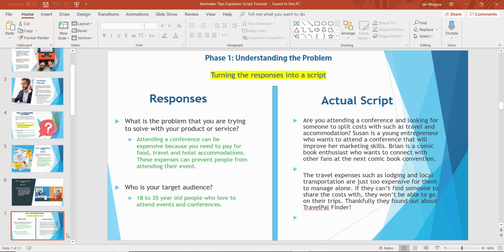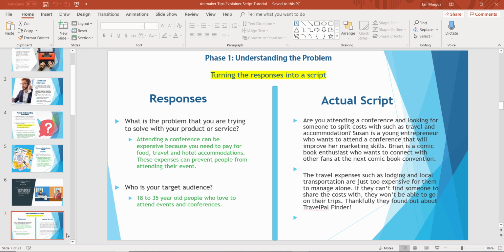So I'm going to read them out and show you how they connect to the responses on this side. I said this: are you attending a conference and looking for someone to split costs with, such as travel and accommodation? Susan is a young entrepreneur who wants to attend a conference that will improve her marketing skills. Brian is a comic book enthusiast who wants to connect with other fans at the next comic book convention.